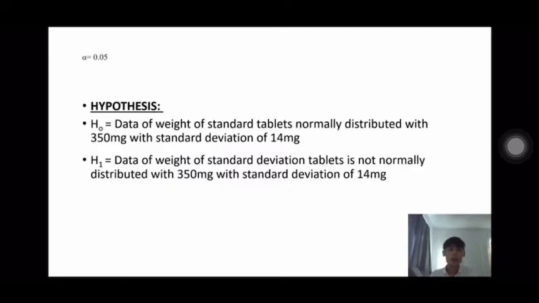We decided to use the level of significance alpha equal to 0.05, and our hypothesis is: the null hypothesis is that the weight of standard tablets is normally distributed with a mean of 350 mg and a standard deviation of 40 mg, while the alternative hypothesis is that the weight of standard tablets is not normally distributed with a mean of 350 mg and a standard deviation of 40 mg.